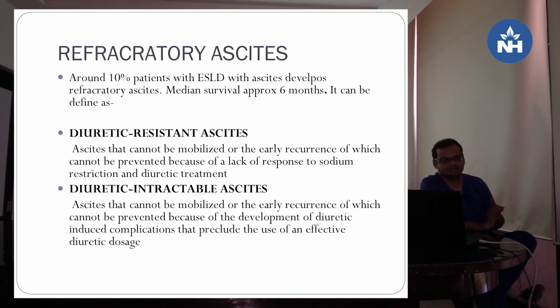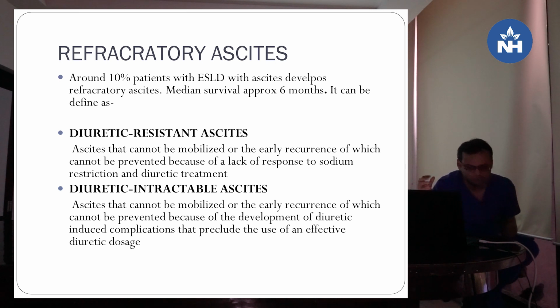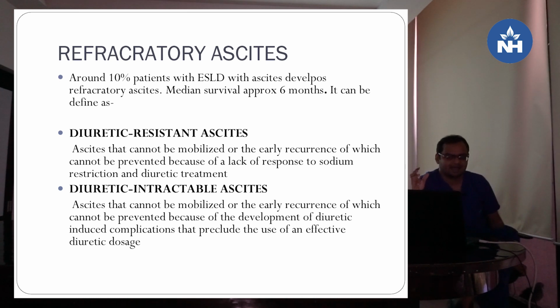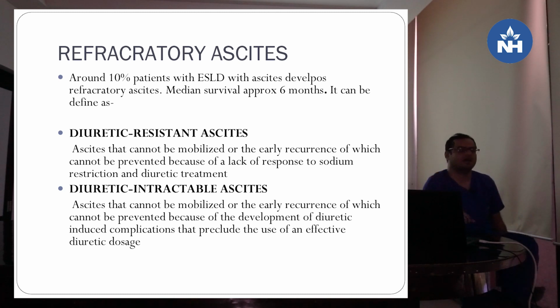Now we come to refractory ascites. Around 10% of patients with end stage liver disease with ascites develop refractory ascites. Median survival is approximately 6 months. And what is the definition of diuretic resistant ascites and diuretic intractable ascites? In diuretic resistant ascites, even up to the maximum dose of diuretic, there is still recurrence or accumulation of fluid. This is diuretic resistant.